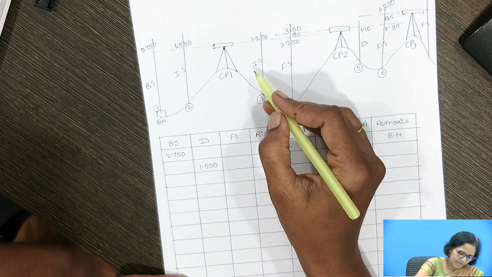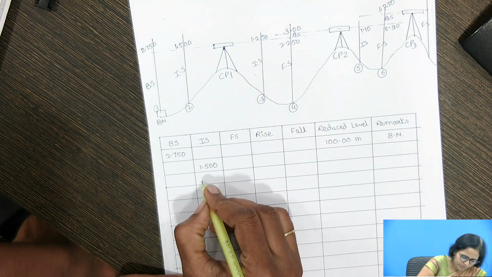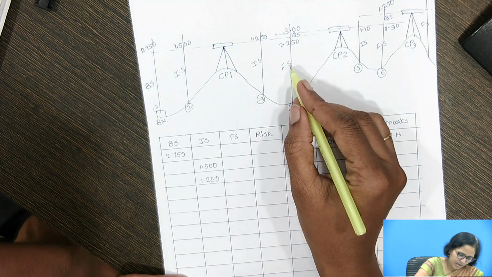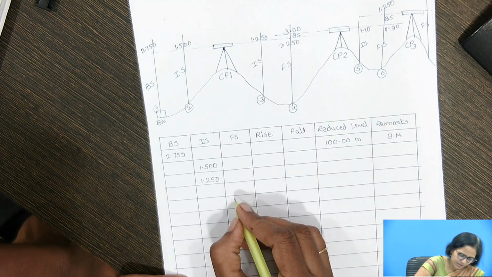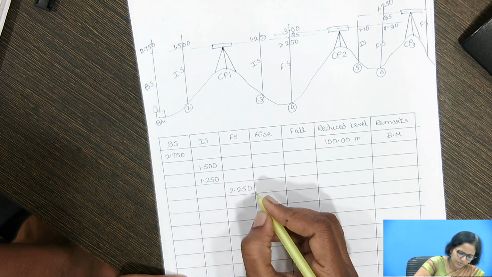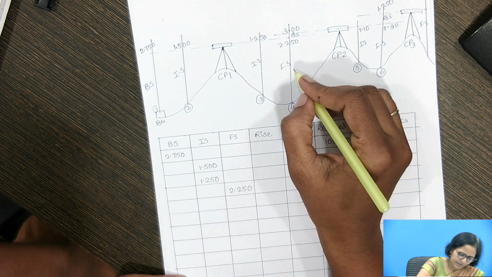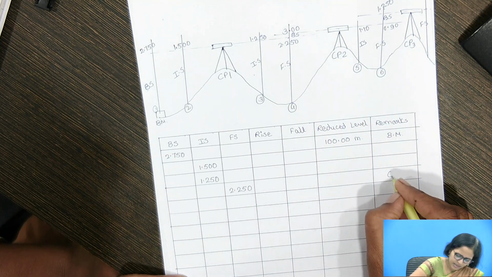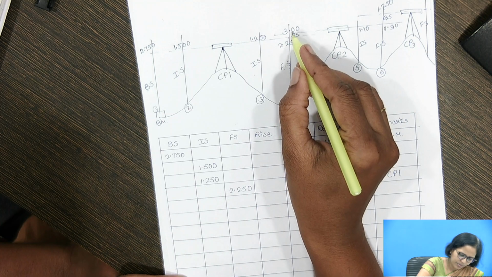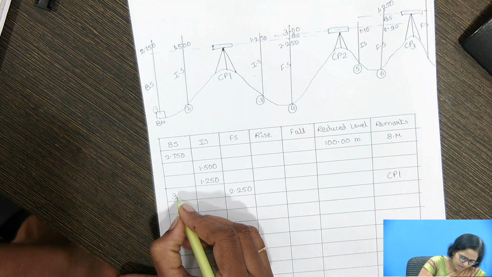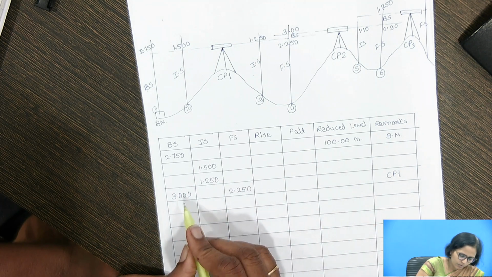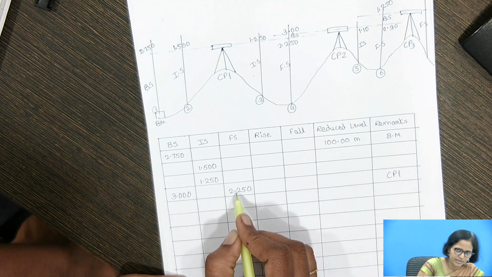So next again I have an IS reading which will be 1.250. Next after IS you have the FS reading which is 2.250. So after that I have taken a change point. Yes, this is change point 1. So over there itself I got a BS, that is 3 meters. So wherever there is a change point, you always have a BS and an FS.